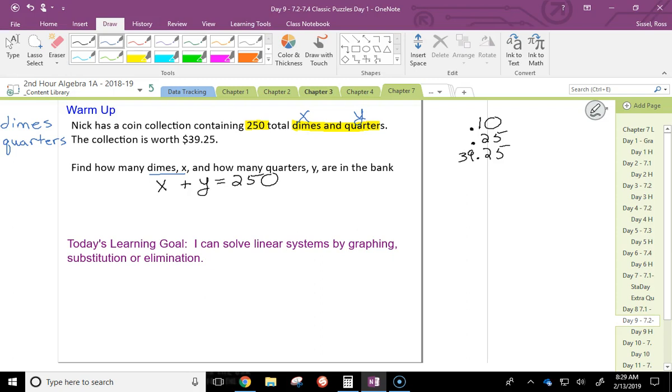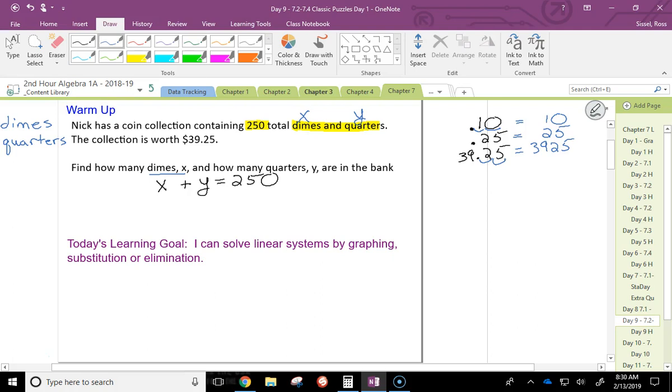So if I multiply by 100, I'm sorry, I think I said 10, by 100, a dime would equal 10 cents, instead of 0.1 compared to $1. A quarter would equal 25 cents. But then if I have $39.25, how many cents is that? 3,925. So that means I also had to move the decimal over on my total. Since I'm talking just cents, not dollars, I'm going to move everything over.